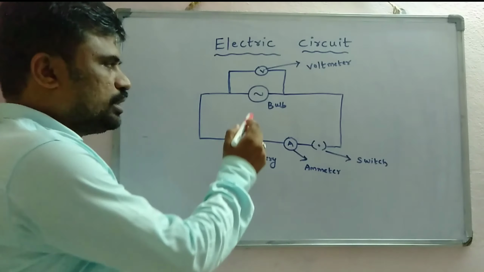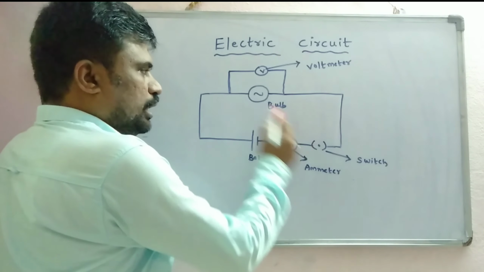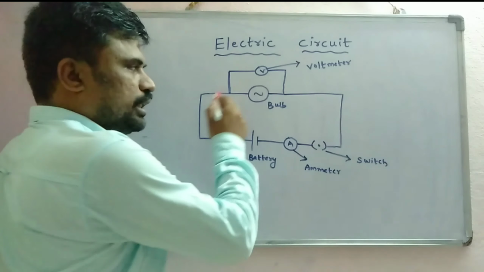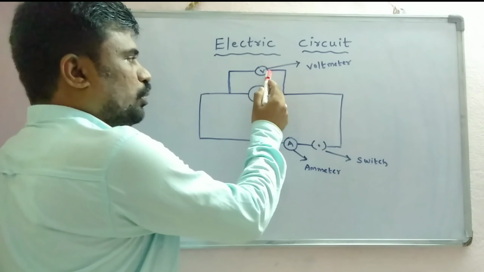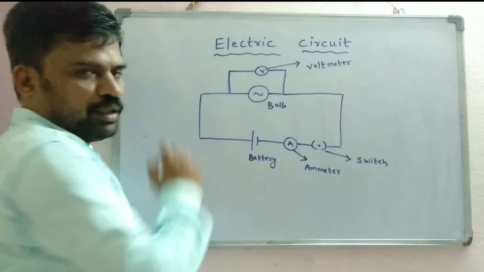So here you can see a battery, bulb, ammeter and key. These four components are connected in series. And you can see the voltmeter. The voltmeter is connected parallel to the bulb.